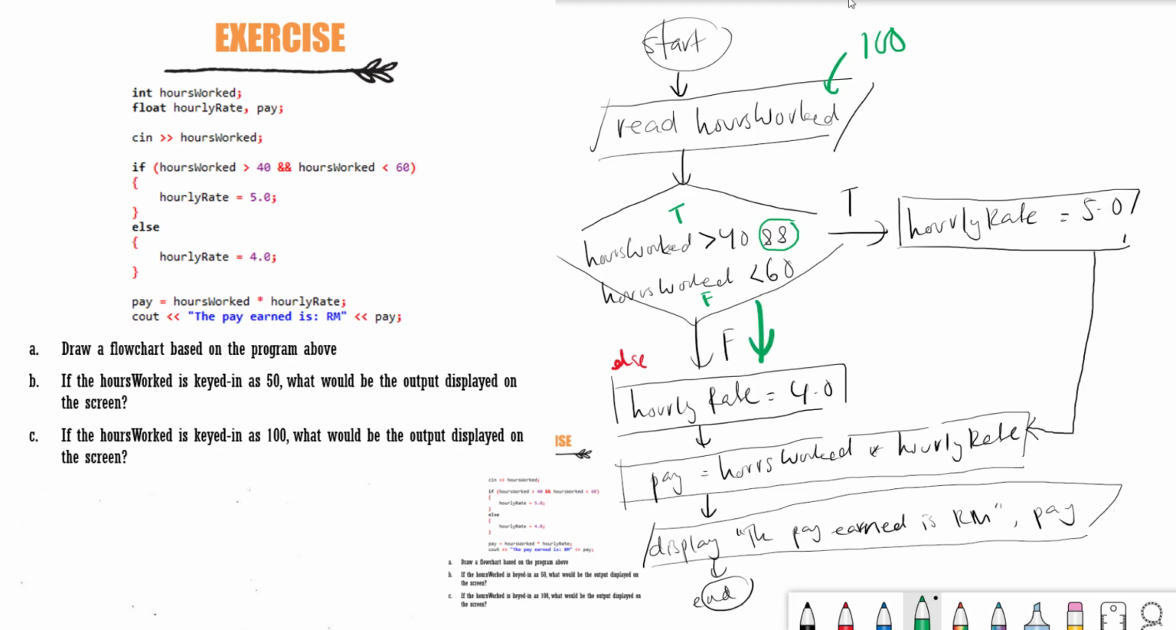So it will go down here. The hourly rate would be 4.0. In the end, pay equals to hours worked, which is 100, times hourly rate, which is 4. So the pay would be 400. In the end, it will display the pay earned is RM 400. So that is how you solve this question.